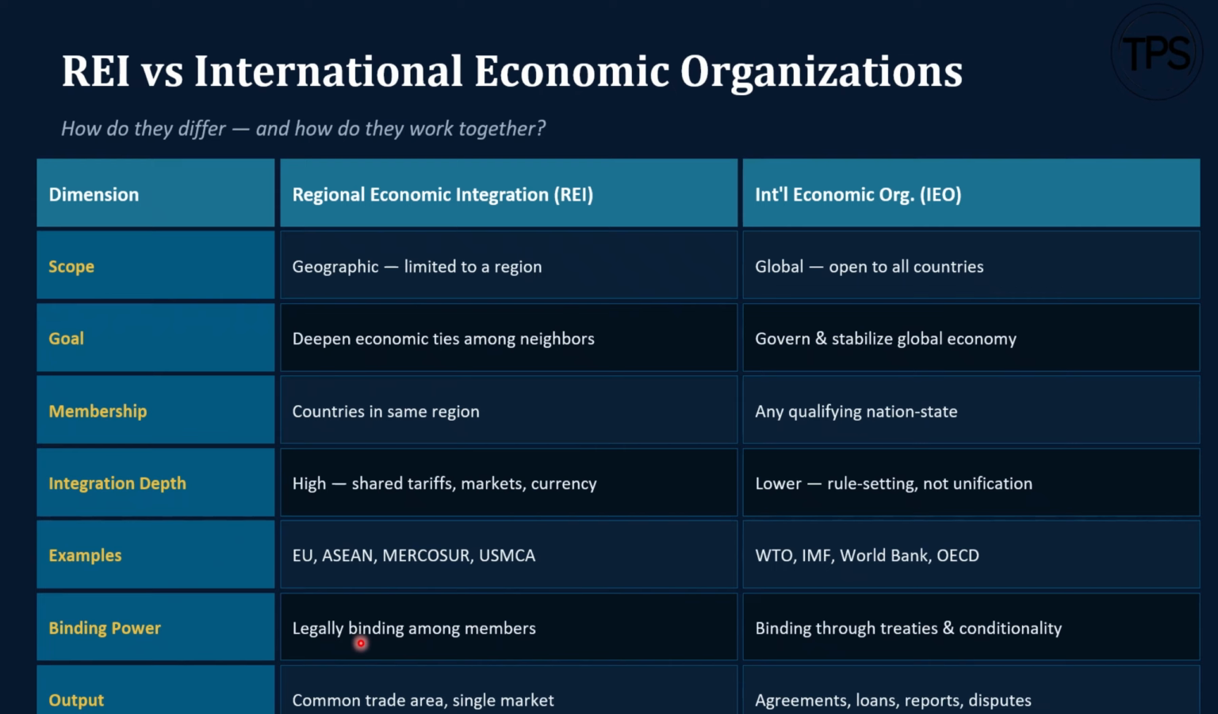Now, what are the binding powers for REI? For REI, the binding power is legal binding among members. There is a legal binding, not just some theory, but a real legal binding. But IEO is binding through treaties and conditionality. The output for REI is a common trade area, single market. But for IEO, it is agreements, loans, reports, and disputes. That's all for this. We will go to the next page.